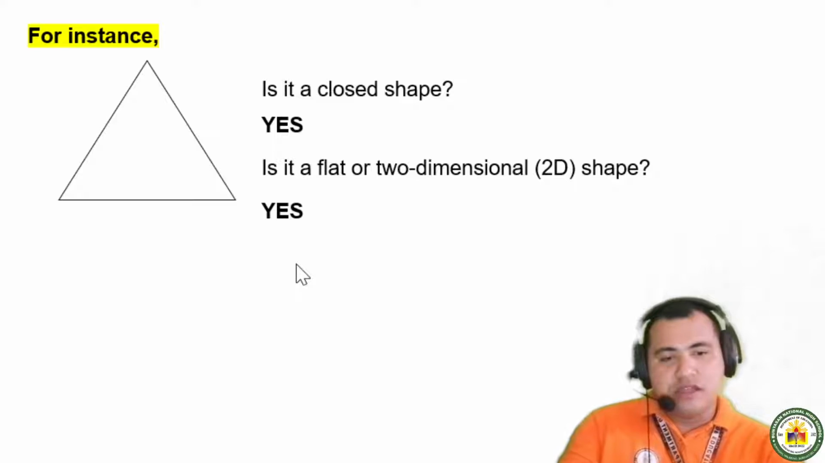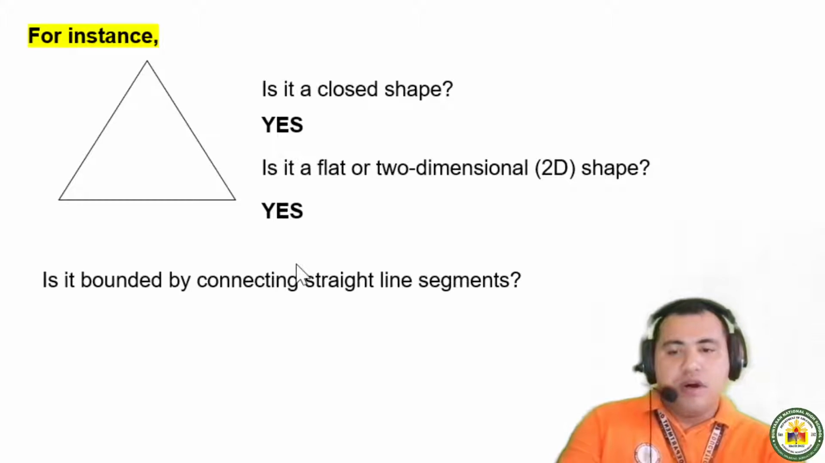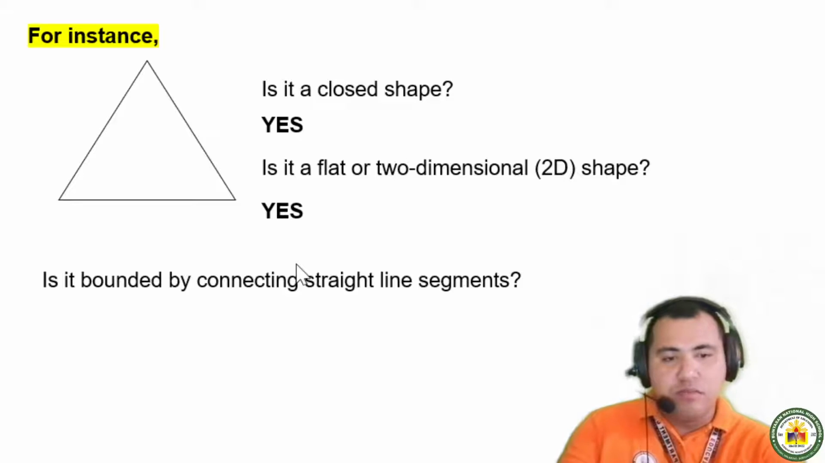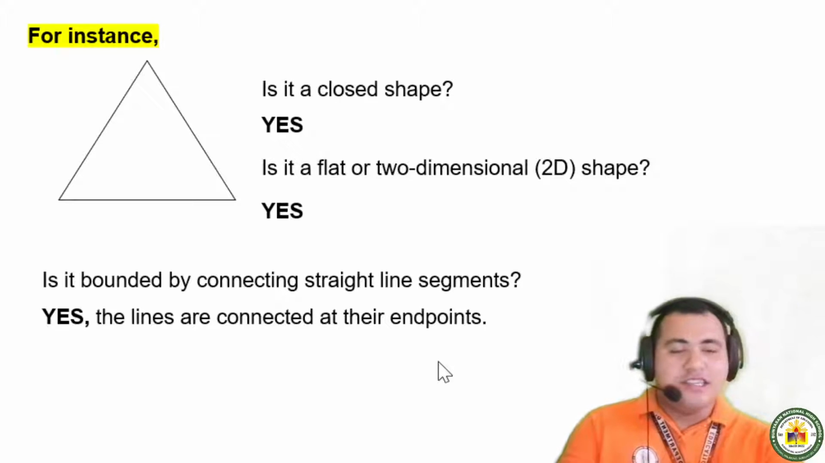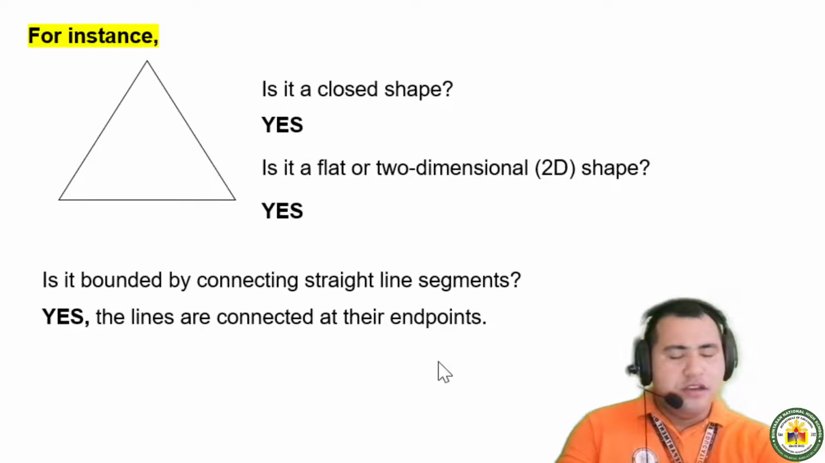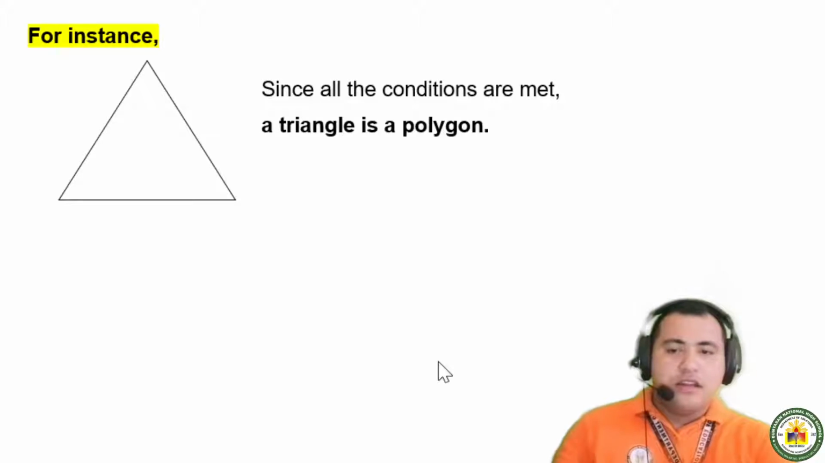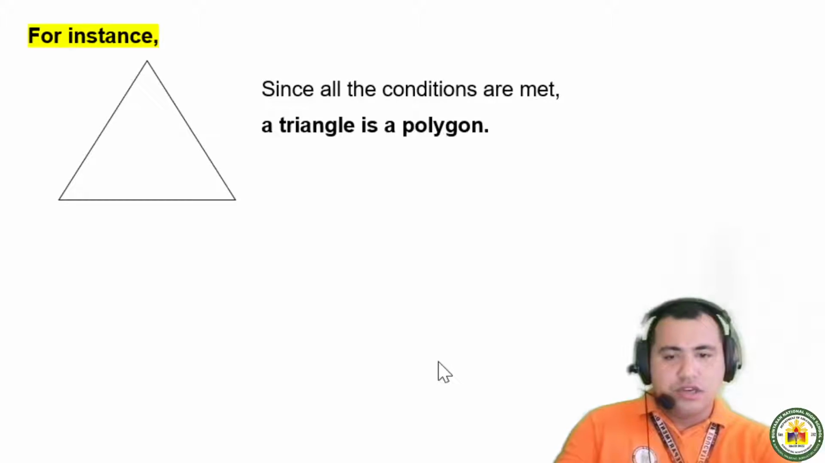Now, let's move to the third and last condition. Is it bounded by connecting straight line segments? Ang triangle, naglibot ang mga straight line segments. Tan-awa, ang mga side sa triangle, puro mga straight line segments. So yes, it is bounded; of course the lines are connected at their end points. Since all the conditions are met, a triangle is a polygon.